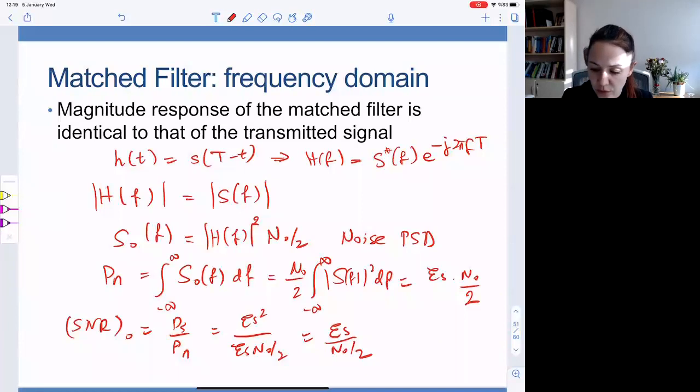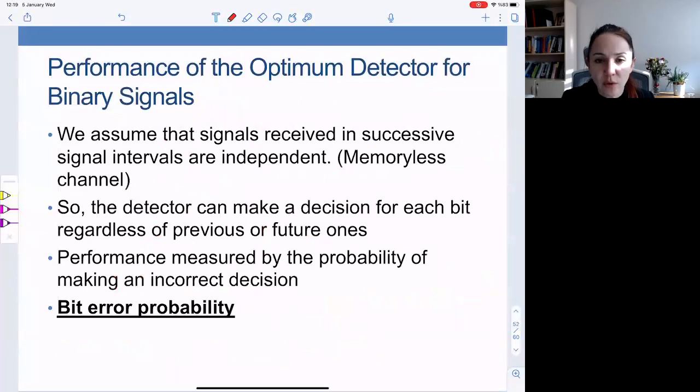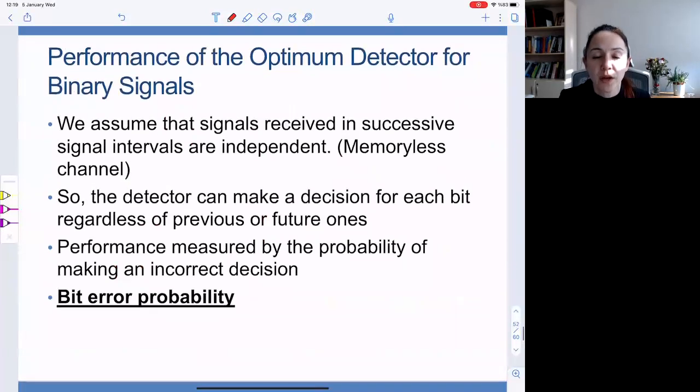So now that we have shown the property of the matched filter as a filter that maximizes output SNR, let's move on to the performance of the optimal detector for binary signals.